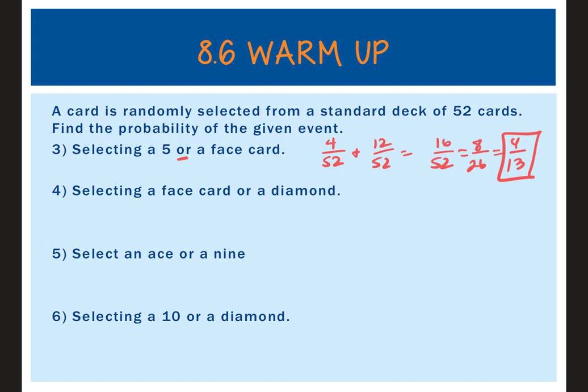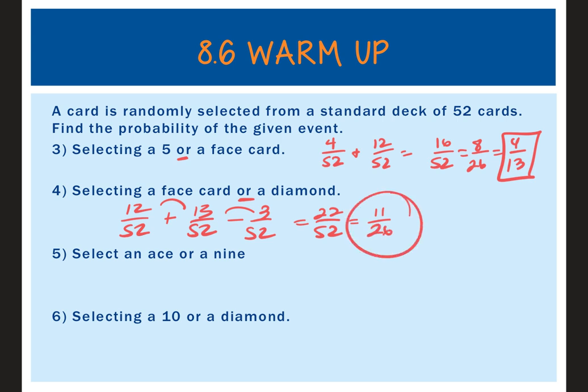Number 4, a face card or a diamond. Can it be a face card and a diamond? Yes, right? So this time it's not mutually exclusive. So probability it's a face card, 12 out of 52, plus probability it's a diamond, 13 out of 52, minus the probability it's a face card that's a diamond. How many face cards in each suit? 3. Good. 3 out of 52. So 25 minus 3 is 22 out of 52. 11 out of 26.